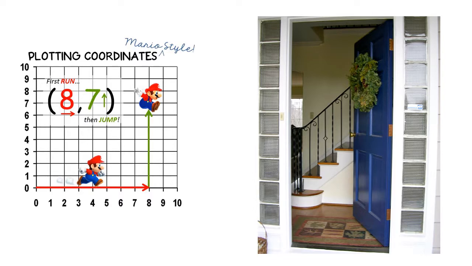Alright, so just a quick review. Remember when you're plotting points that you do your x-axis first, and so Mario style, he's going to run along the x-axis and then he's going to jump. That's the y-axis. So we're always plotting x first and then y. So x is horizontal and then y is your vertical.